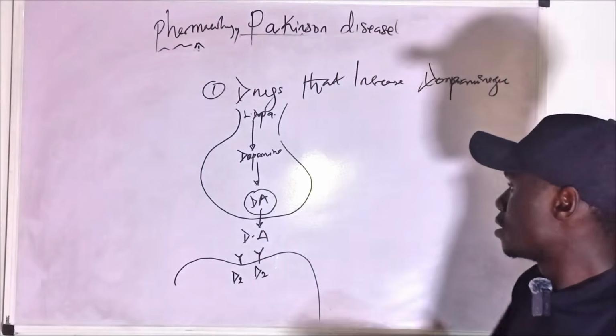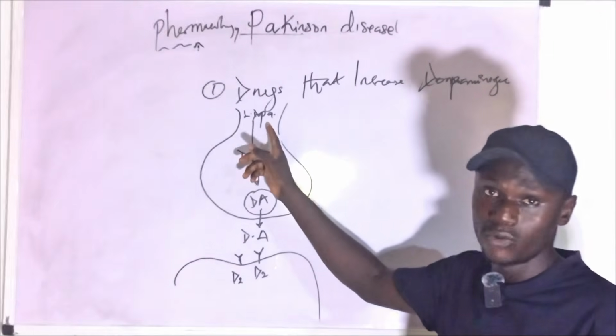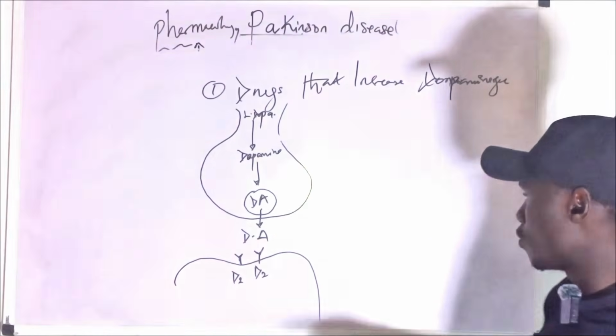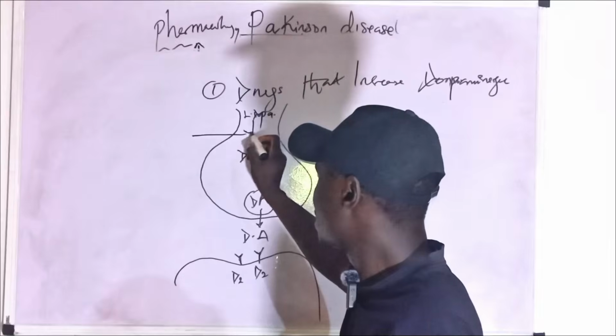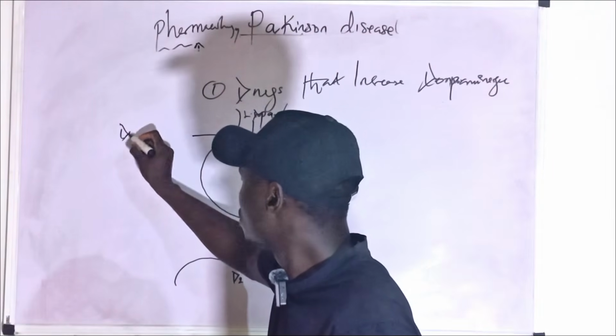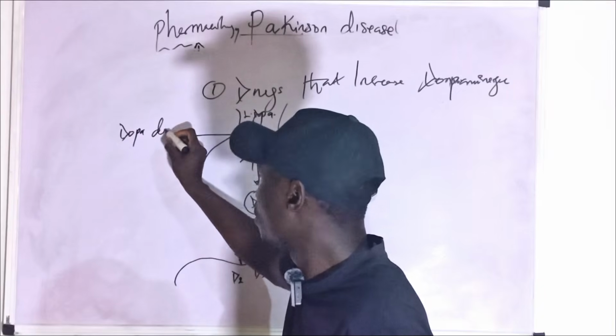So again, this is the precursor for the synthesis of dopamine, which is L-dopa. It gets converted to dopamine by an enzyme, and the enzyme here is called dopa decarboxylase.